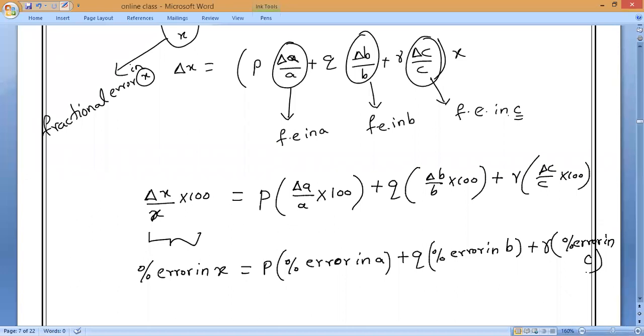Clear. When powers are raised, how to find delta X? I hope you all understood how to find fractional error and how to find percentage error. Any doubt, anybody can ask me. Brothers, this is clear?